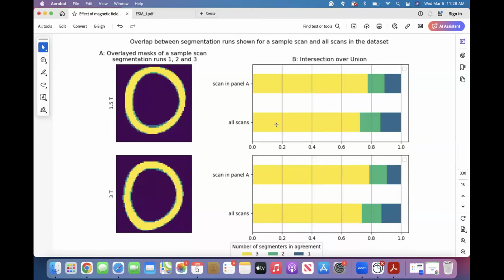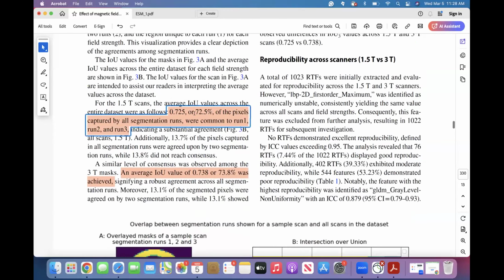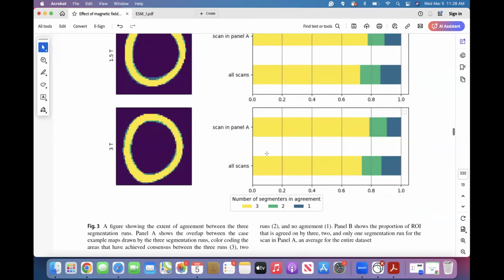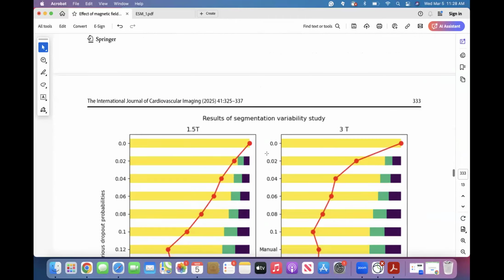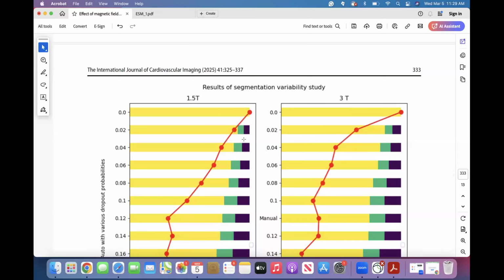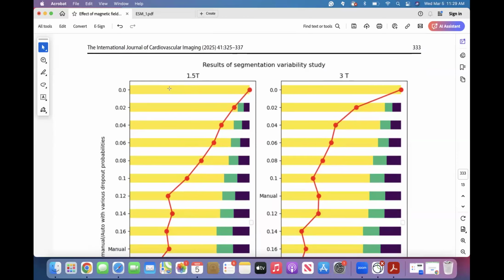So with this as a reference, this is the proportion of pixels that were captured in segmenting the scans for the whole data set that achieved congruence, right? So we had about 72% of the pixels captured by all segmentation runs that were common to round 1, 2, and 3, right? So now that we know how to interpret this metric, let's see how we use that to assess the effect of segmentation variability.